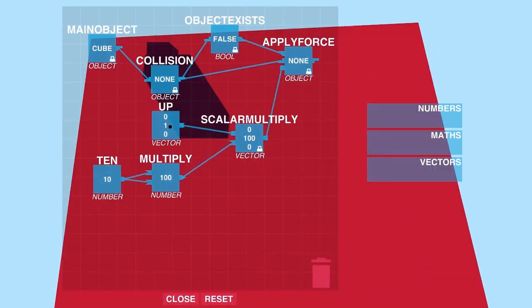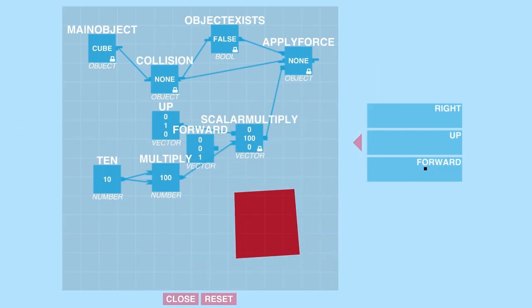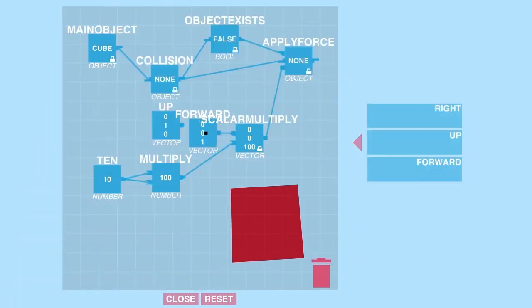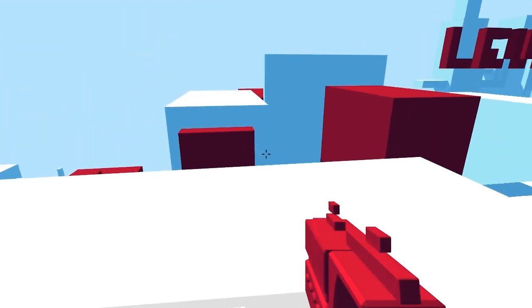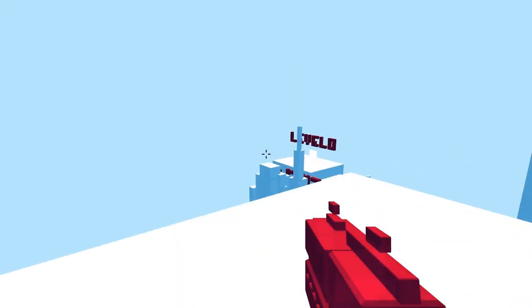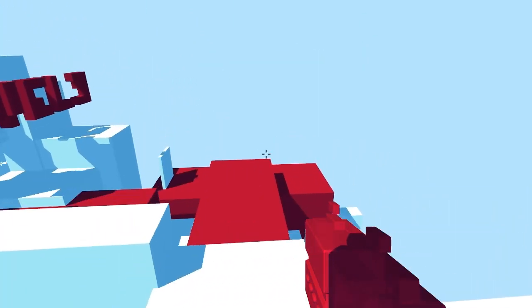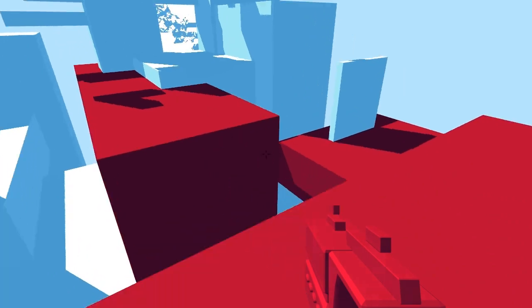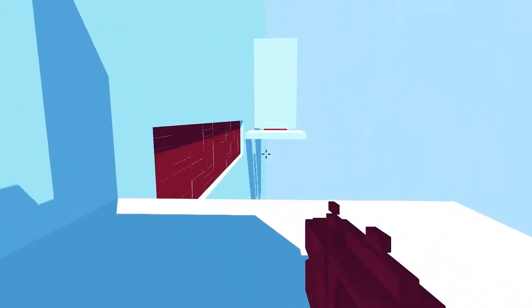Oh, I didn't realize we have an up modifier here, so we can actually change the vector to something like forward, perhaps, and see what that does for us. Oh god. What? Did I win? Did it just rocket me through, or did I just get ejected from the level because I'm so... Oh no, I guess I won. That was a little perplexing for a moment there. I didn't quite understand what had happened.